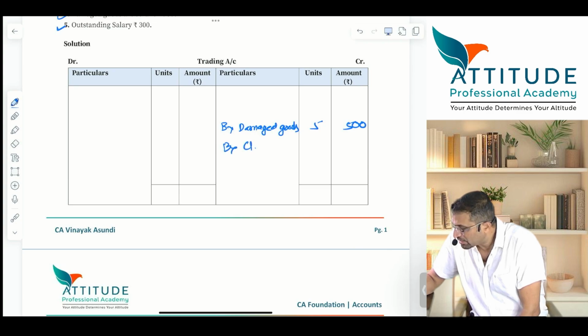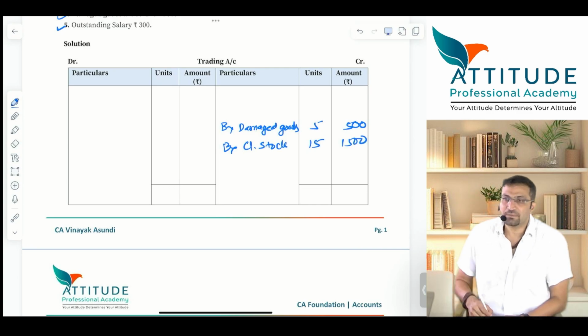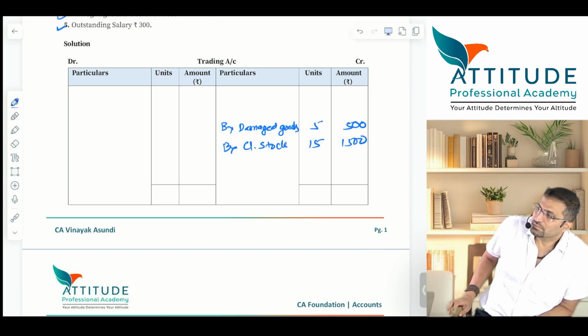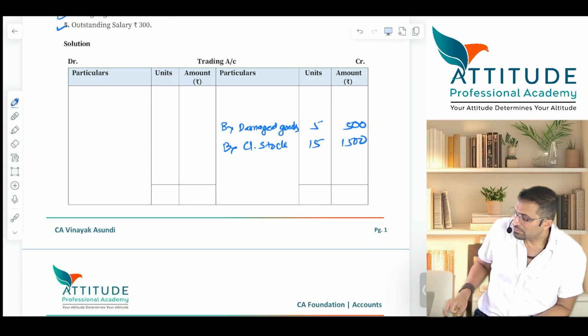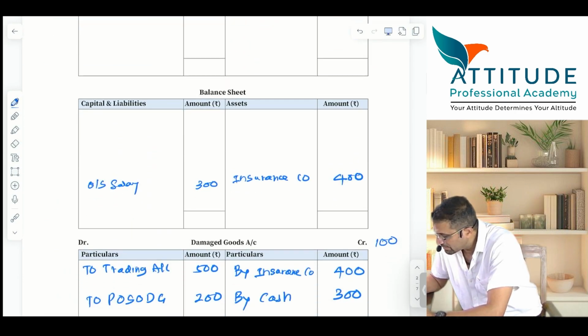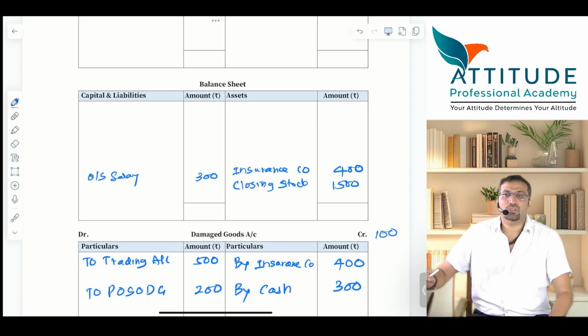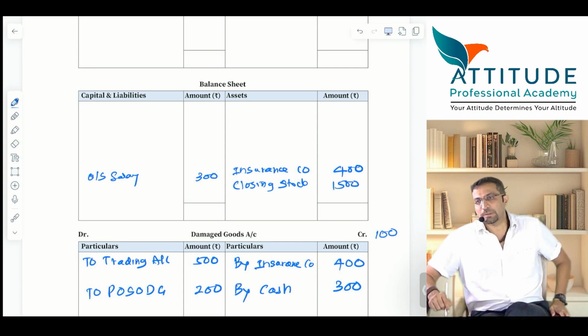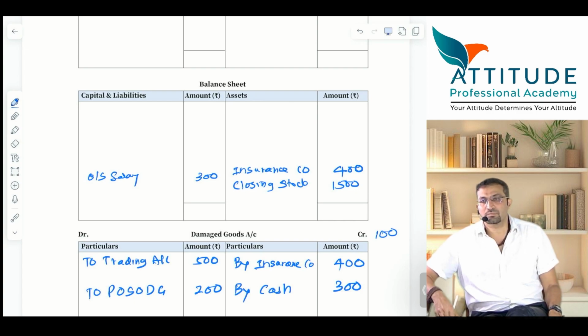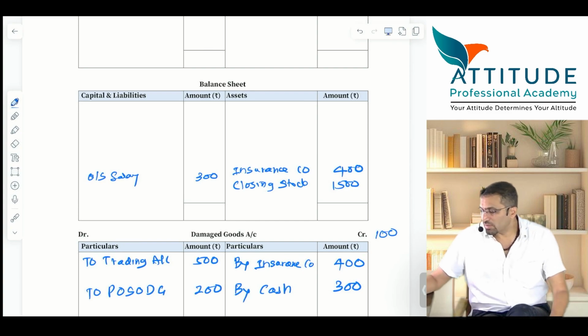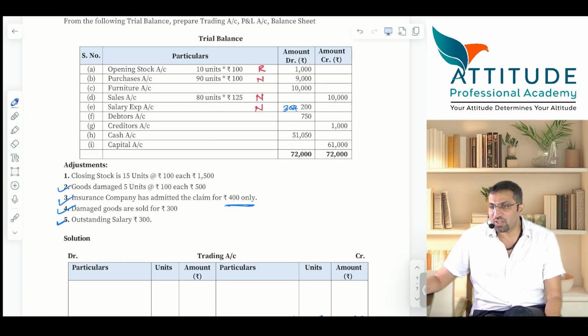Tell me, closing stock, how much? 15 units, 1500. And then balance sheet में भी आएगा, balance sheet में closing stock. Closing stock 1500. Two effects, no? Adjustments will always have two effects. Clear? हो गया? Now come here one by one. All of you there with me?